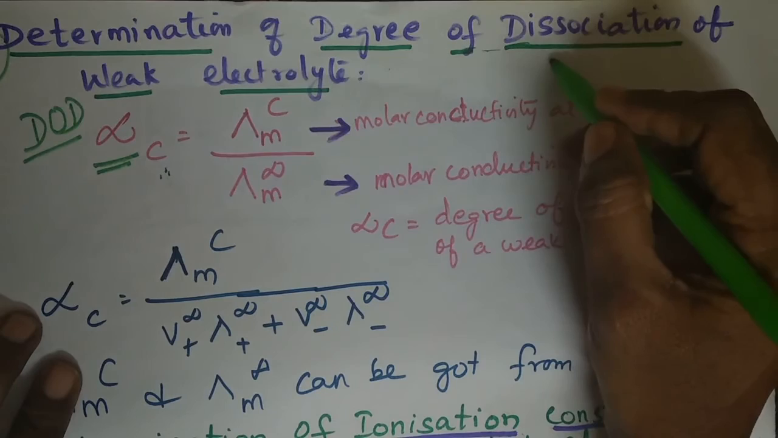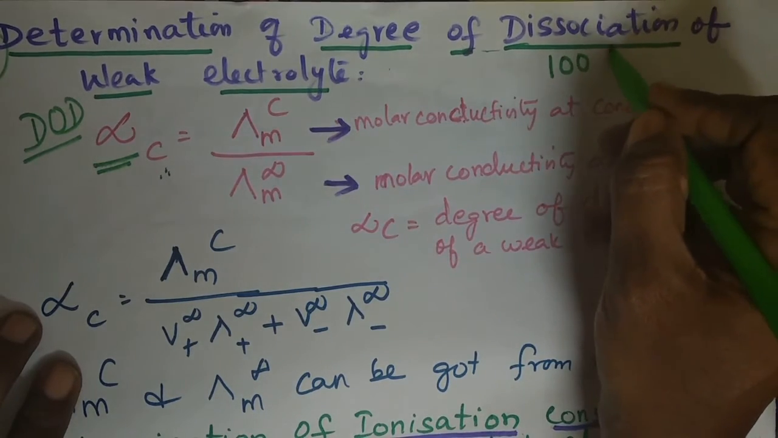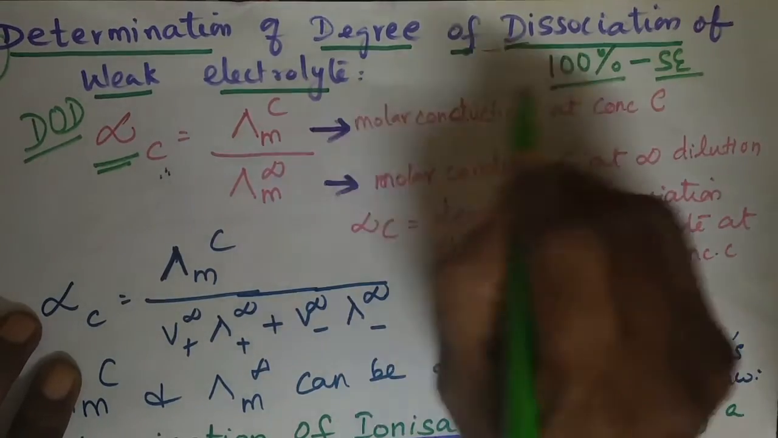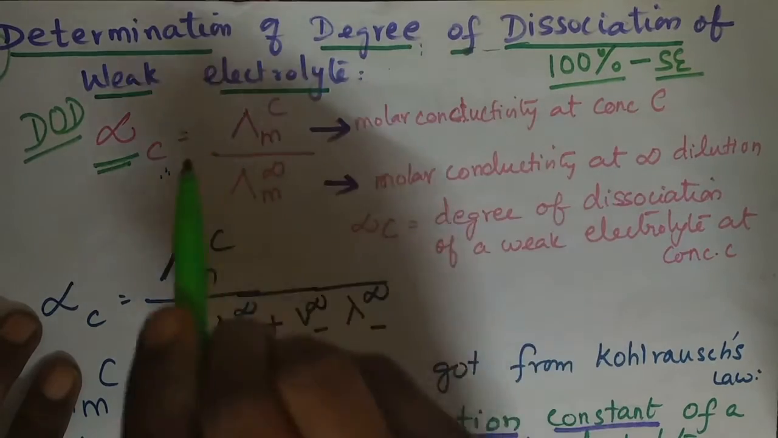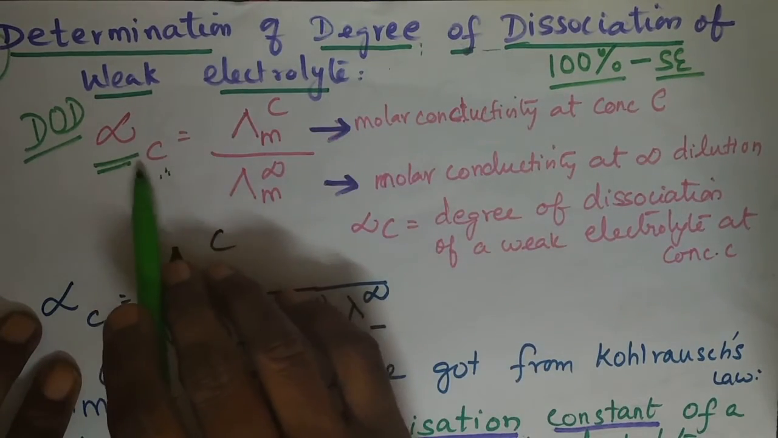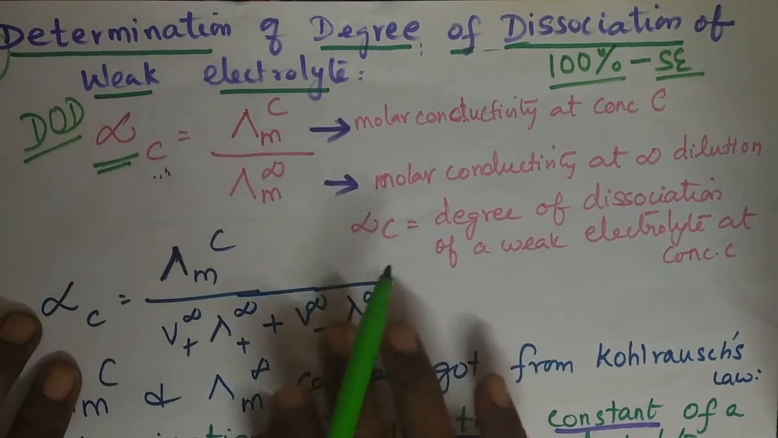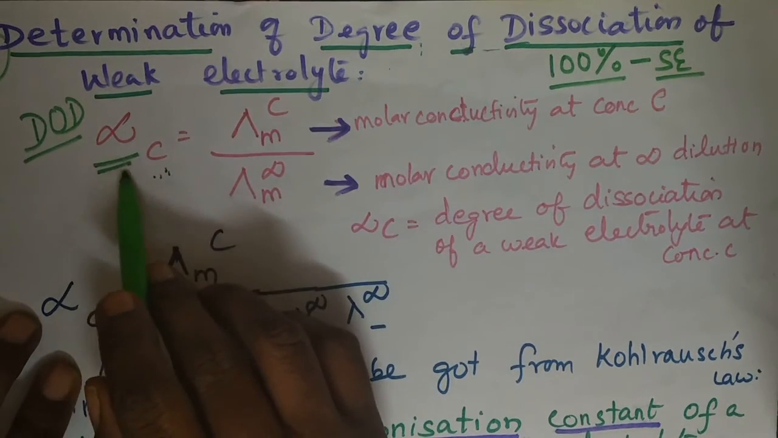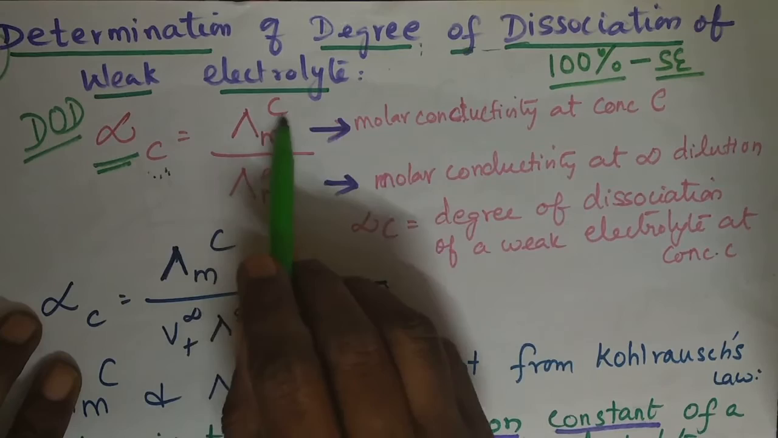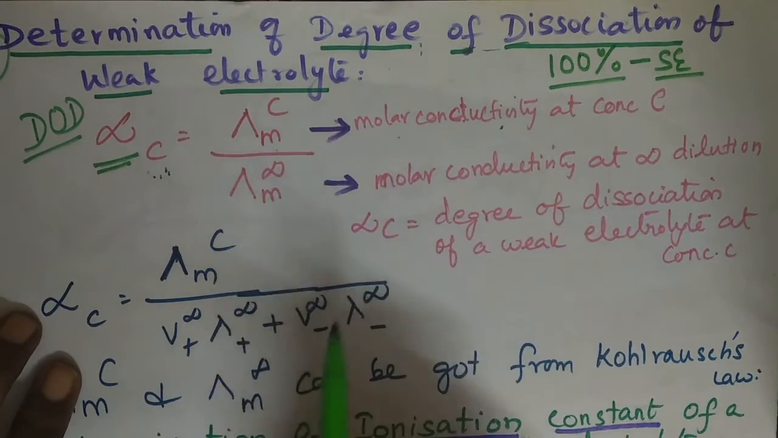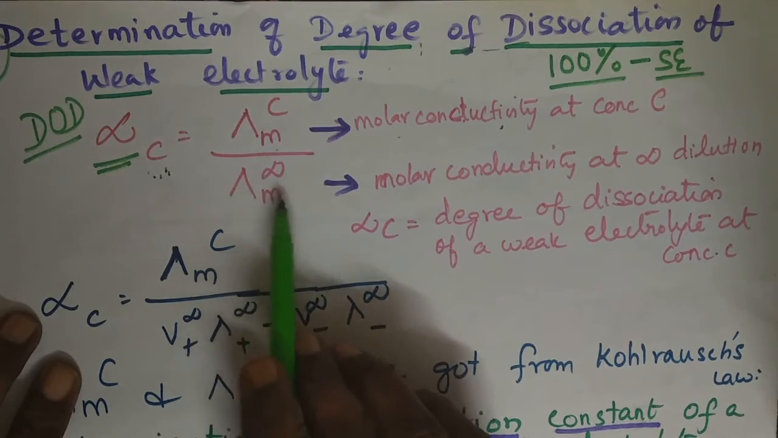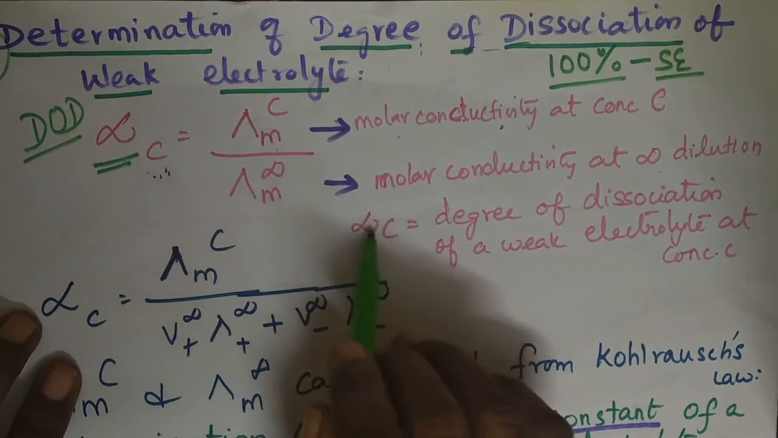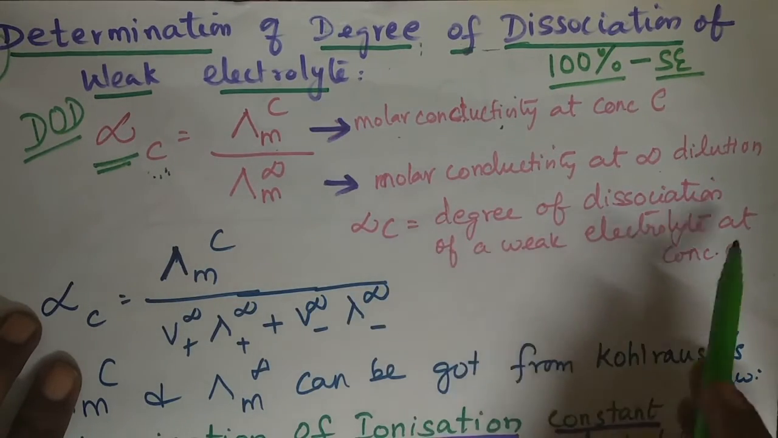Actually speaking, for a strong electrolyte it is going to be 100%, but that is only for a strong electrolyte, not for a weak electrolyte. That means we need to find the percentage only, which we call alpha C. With that we find the degree of dissociation, denoted by alpha C. Lambda mc is the molar conductivity at concentration C, and lambda m infinity is the molar conductivity at infinite dilution.